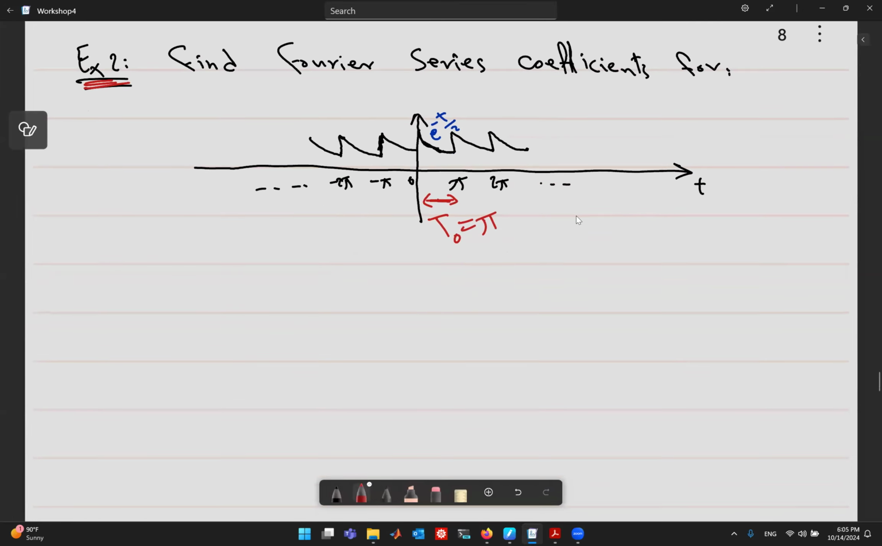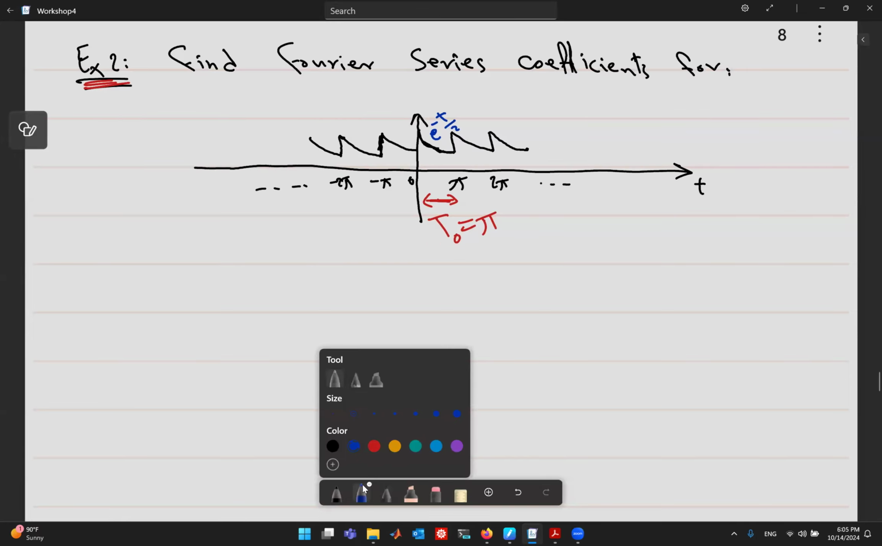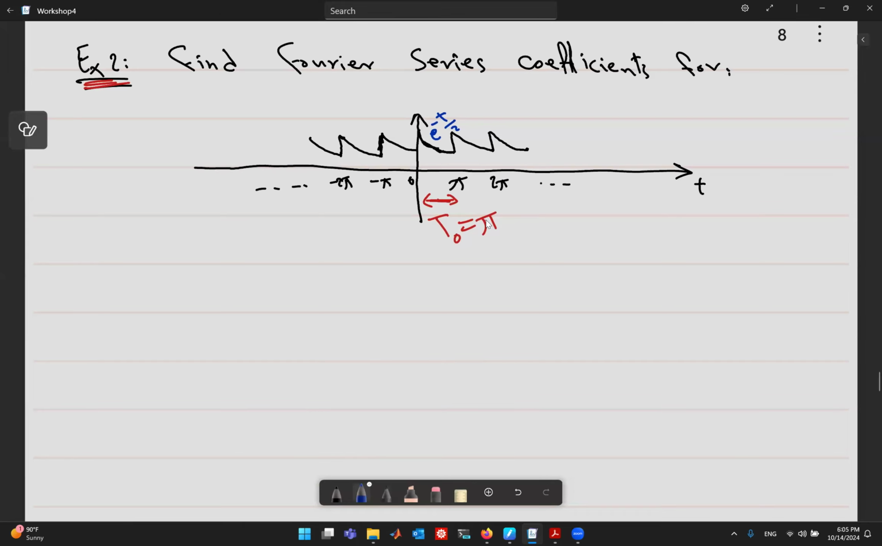And we want to find the Fourier series coefficients for this signal. So we want to write this signal, x(t), as a summation of some coefficients scaling the harmonics of this signal, from minus infinity to plus infinity.